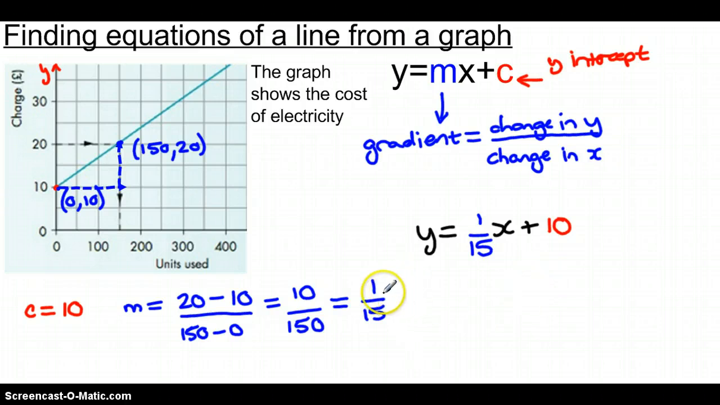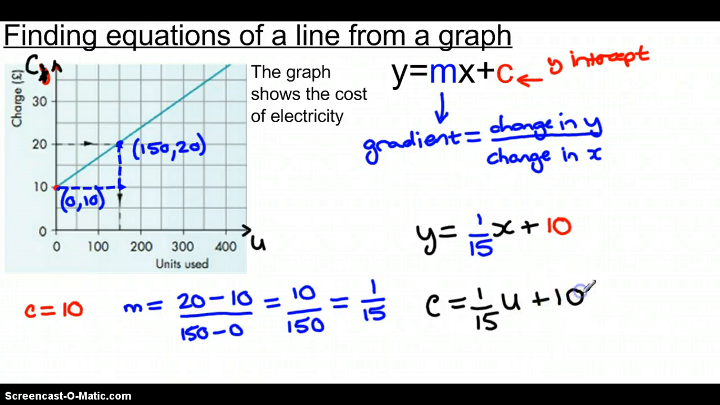This is all very good about talking about y's and x's, but you may have different variables in mind for your graph. So for example, if we change this so our vertical axis is our charge, so we're going to call that c, and our horizontal axis is the number of units used, so we're going to call that u. So what we can do is create a formula, and c equals 1/15 times u plus 10. And what that's actually given us is now we can calculate the cost of any amount of units just by timesing it by a 15th and adding on 10.